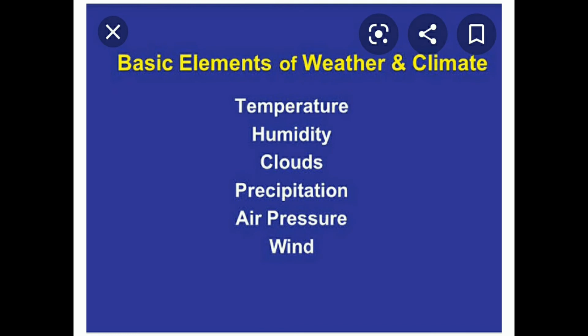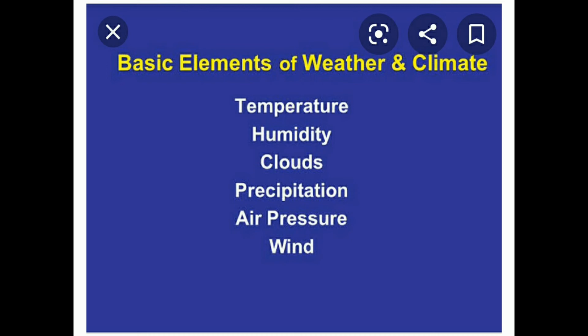So here we have the basic elements of weather and climate. In your textbook only five are given, but I am giving the sixth one also. You can add that, otherwise leave it and go through the textbook also. So what are the elements of weather and climate? These elements describe how the weather or climatic conditions are in a particular area. Temperature, humidity, clouds, precipitation, air pressure, and wind. These six are called elements of weather and climate.